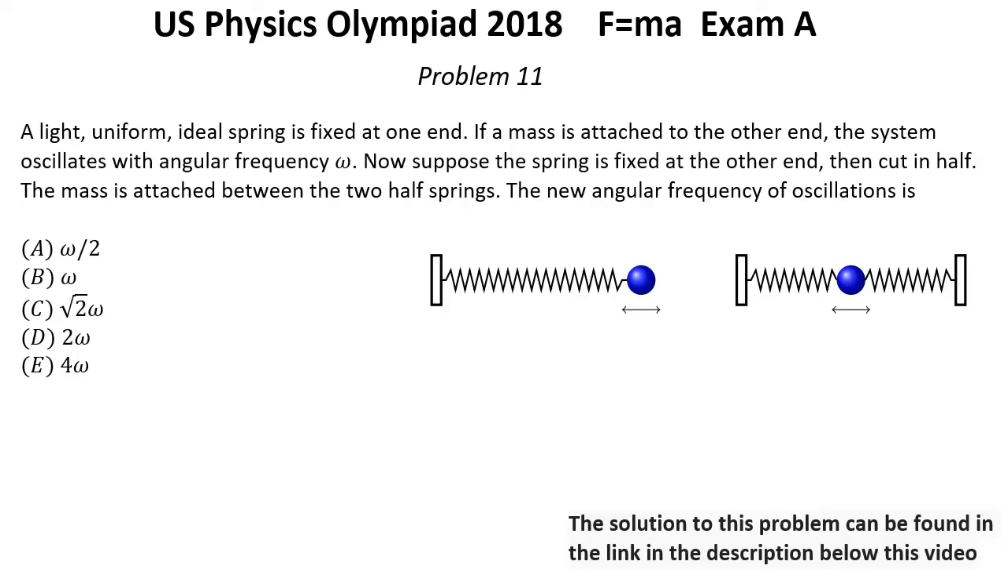Problem number 11. A light, uniform ideal spring is fixed at one end. If a mass is attached to the other end, the system oscillates with angular frequency omega. Now suppose the spring is fixed at the other end, then cut in half. The mass is attached between the two half springs. The new angular frequency of oscillations is next one.